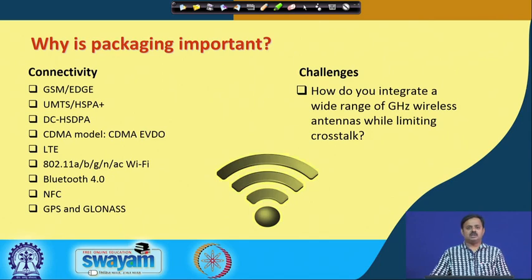So, if you think about it, especially people from the telecommunications background will be able to appreciate this more. You have GSM or Edge, you can have CDMA and all these protocols of communication. Then on top of that we need radio, we need Bluetooth, we need wireless and we need GPS. Everything in a small device, in a small product. So, the challenge is how do you integrate this wide range of gigahertz wireless antennas and still limit crosstalk.